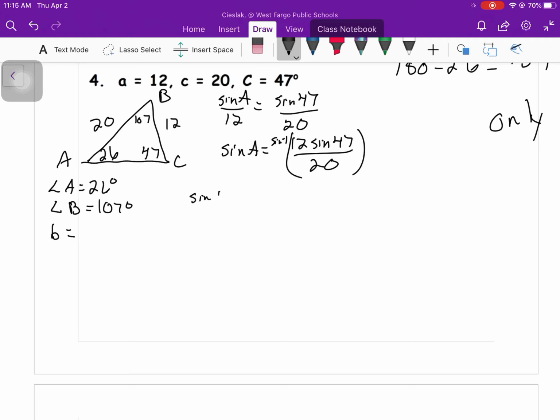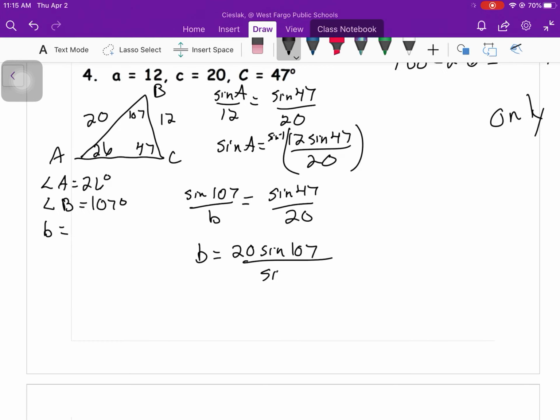So if I want to find side B, I could go sine 107 over B is equal to sine 47 over 20. So B is going to be equal to 20 sine 107 over sine 47. And then you just got to solve it. And that should give you that B is approximately 26.2.